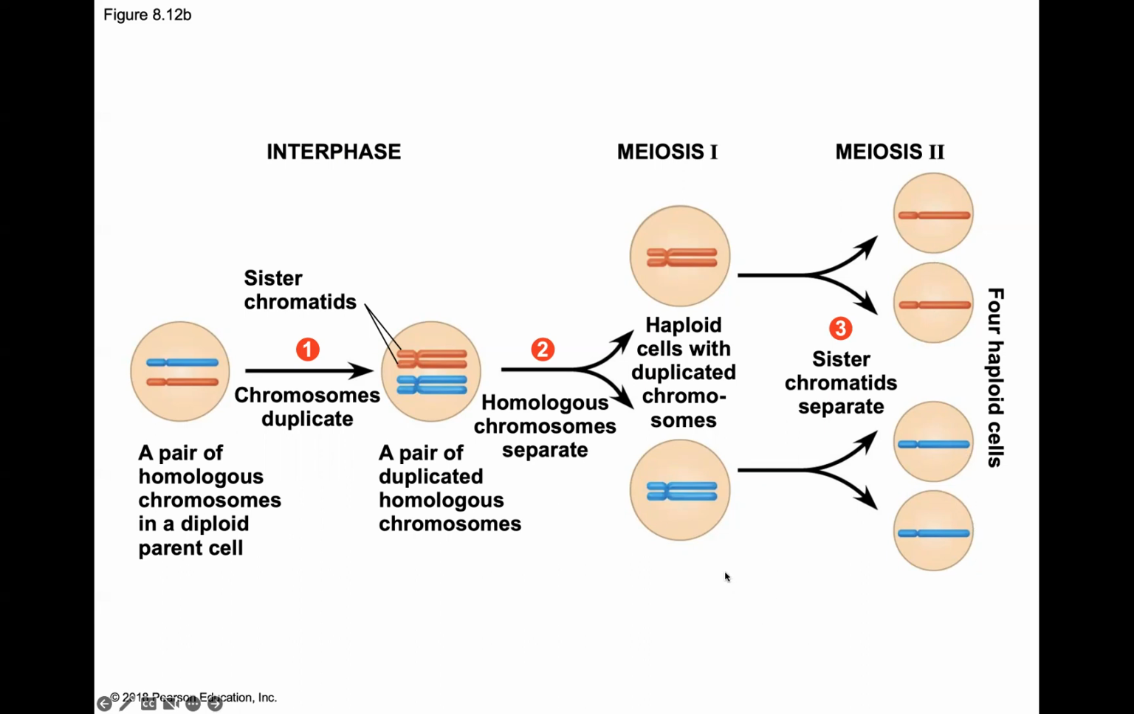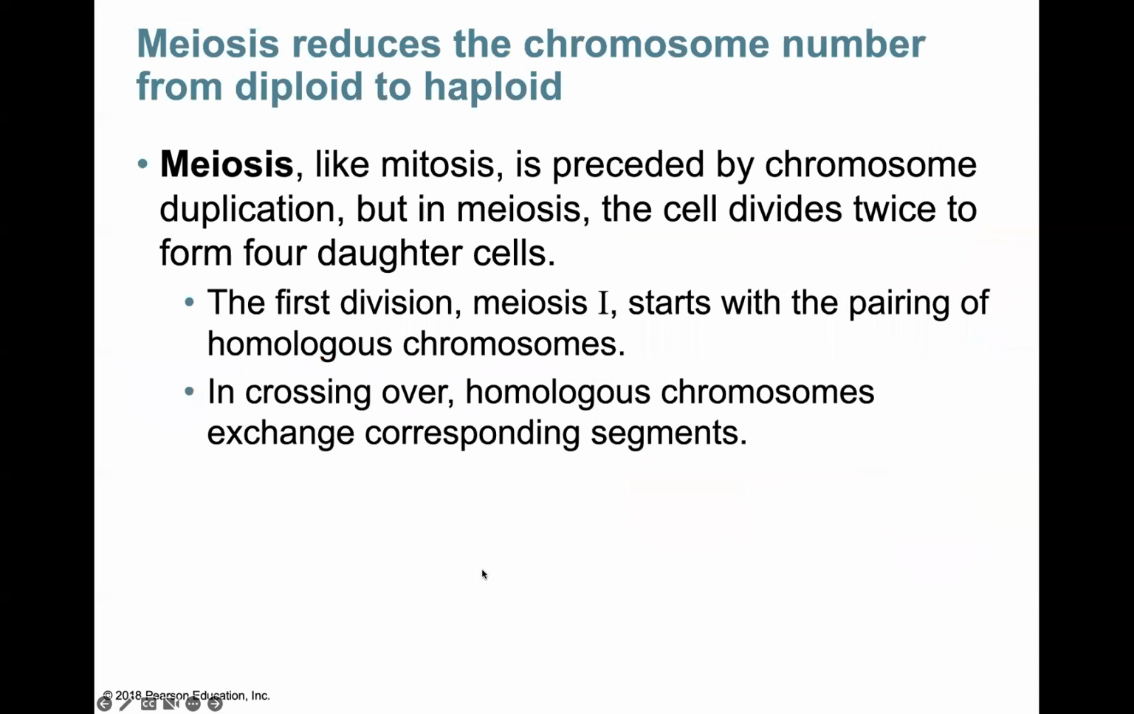So we're going to think about meiosis as a reductive cell division. This diploid number is going to be reduced following 2 successive rounds of cell division, meiosis 1 and meiosis 2. So meiosis reduces the chromosome number from diploid to haploid, and that is why we refer to meiosis as a reductive cell division.